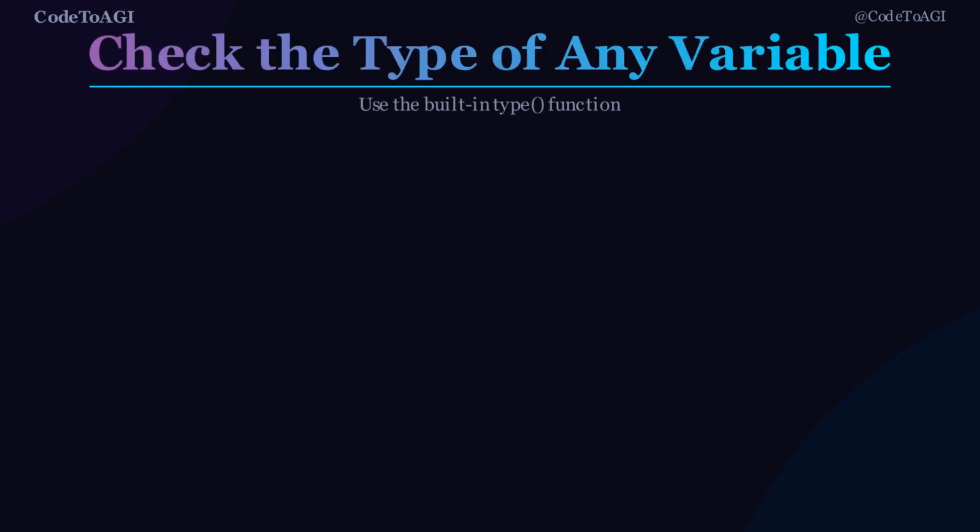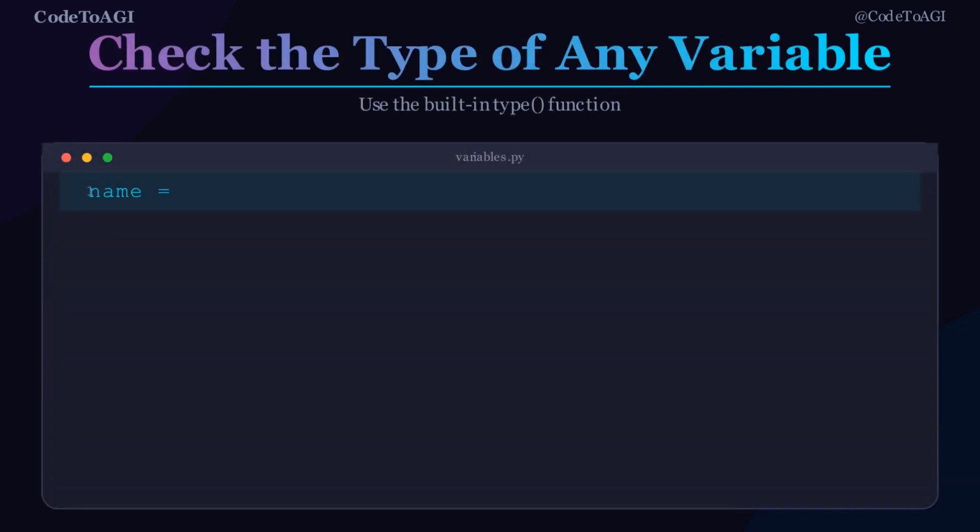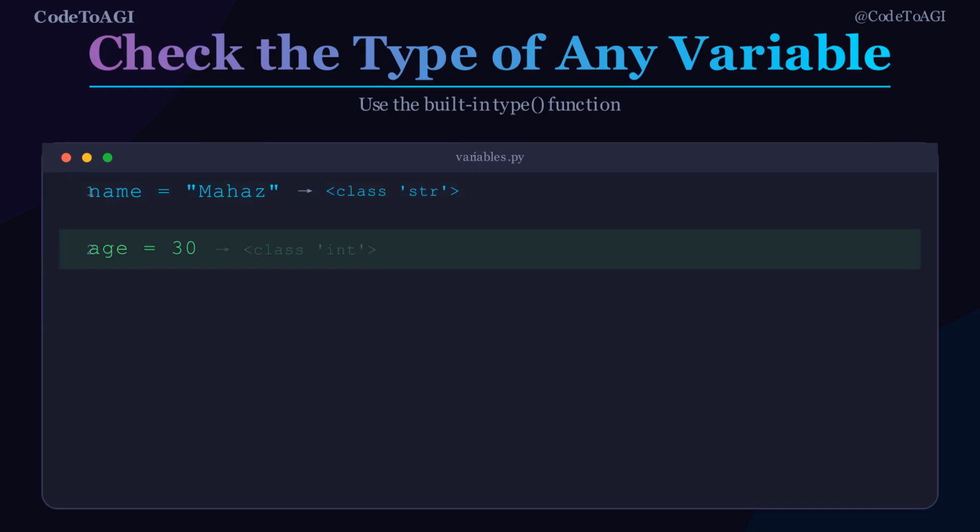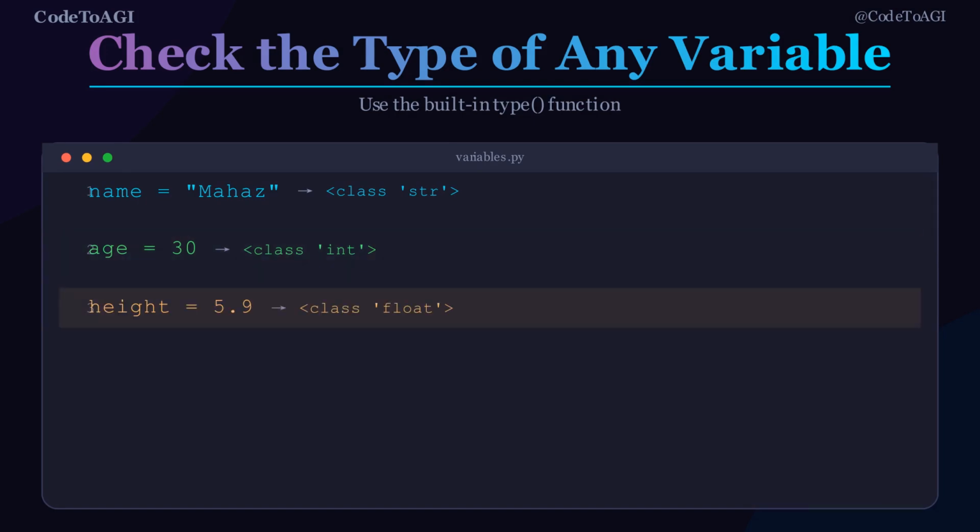Python has a built-in function called type that tells you the data type of any variable. This is incredibly useful for debugging. When you're not sure what type a variable is, just ask Python. type(name). Python says class str. It is a string. type(age). Python says class int. It is an integer. type(height). Python says class float. It is a float. type(is_student). Python says class bool. It is a Boolean.